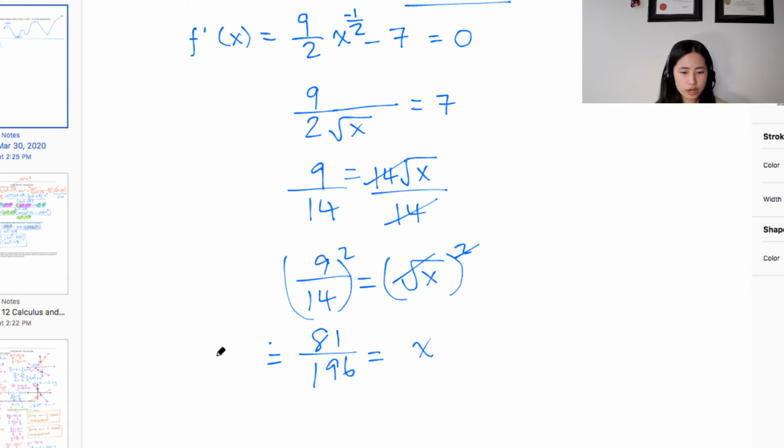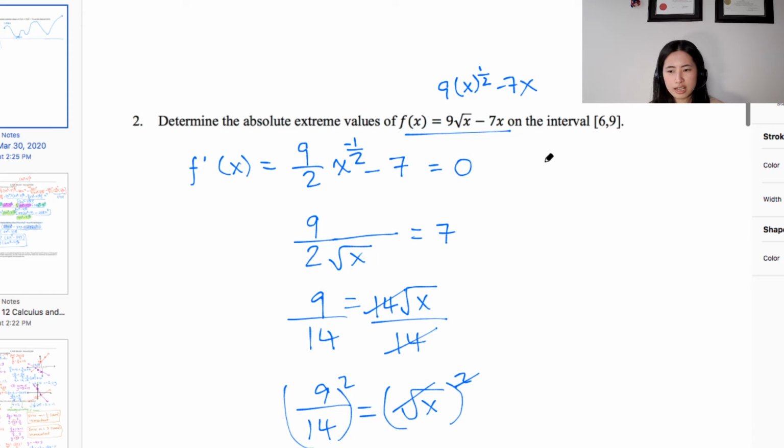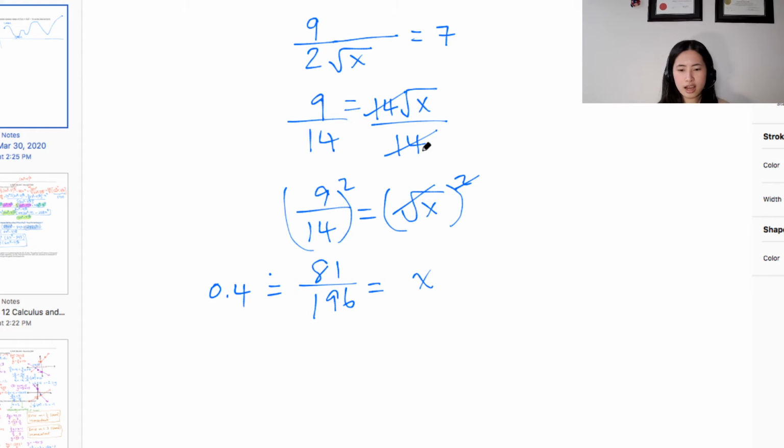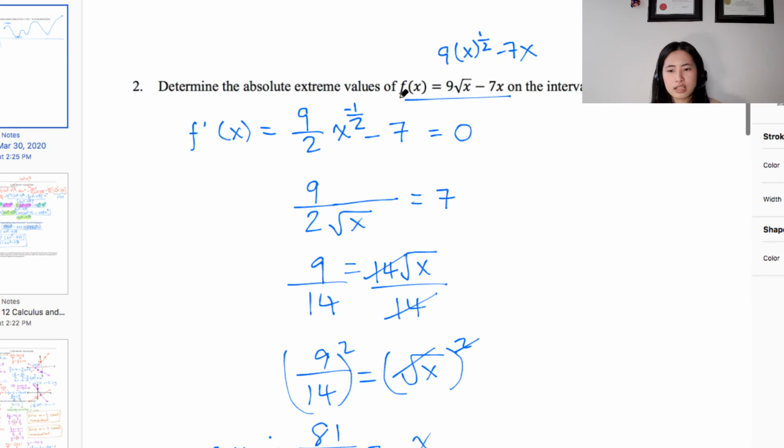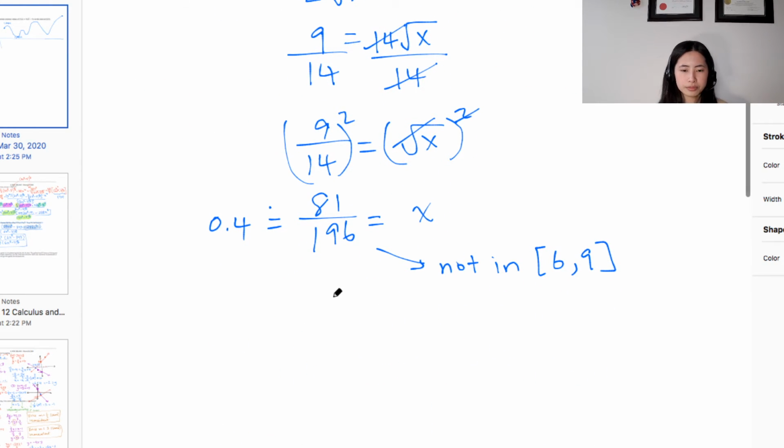And if you look at our interval, it's actually 6 comma 9, so 0.4 is not within that interval, so you can't really use that. So what we're going to do right now is take 6 and 9 and plug them into our function, f of x, this f of x over here.